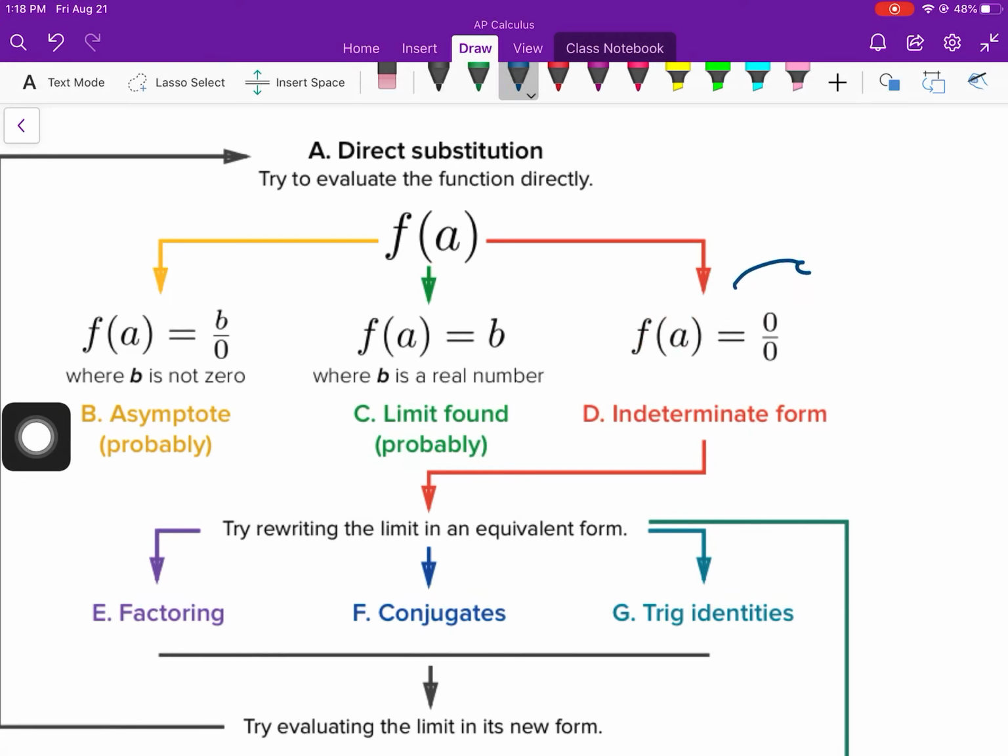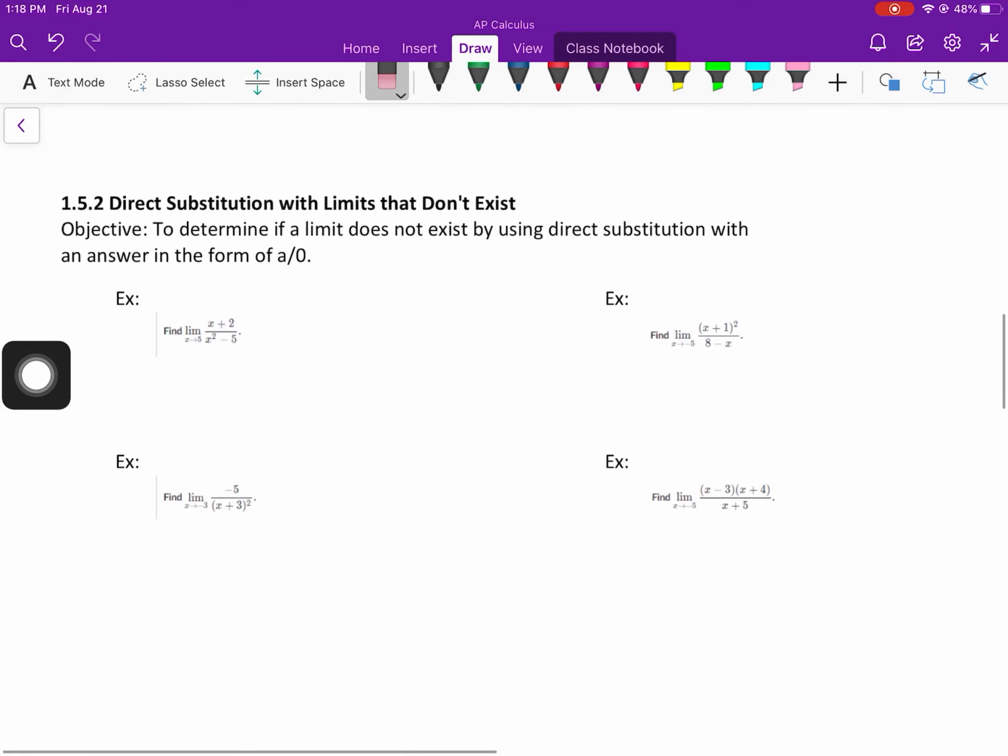This would be the one where you have that removable discontinuity, like that, where the limit probably exists, just the point has been removed. You're going to end up with 0 over 0. Compared to a number over 0, the limit's not going to exist for sure. And once again, if you just plug in the number and you get something out, that's it. That's your answer.